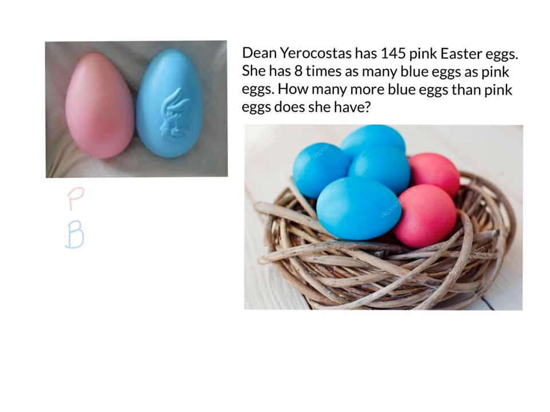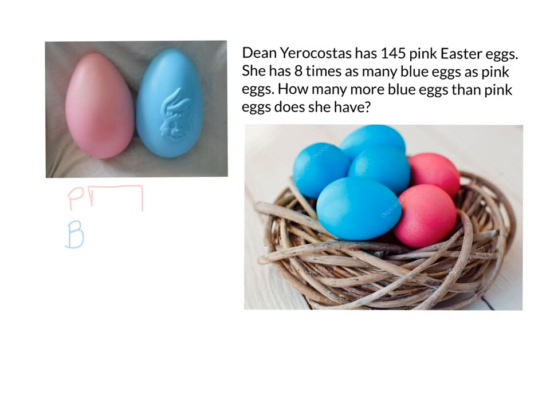Pink eggs. Maybe. Are you sure? Let's look at it. It says she has 145 pink eggs. She has 8 times as many blue eggs. 8 times means that it's 8 times bigger. So which bar is bigger? The blue bar.